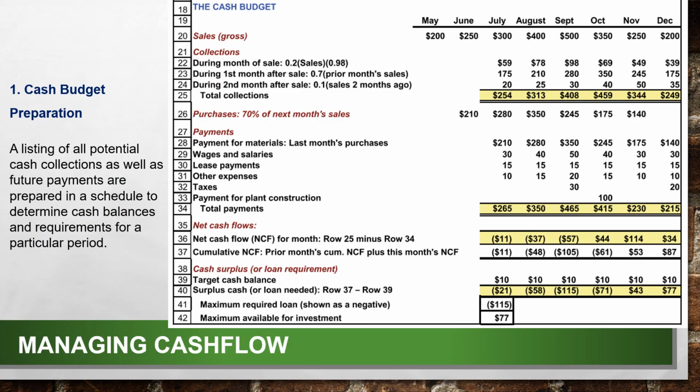Okay, so how do companies really manage cash flows? The first is by preparing a cash budget. So what is a cash budget? A cash budget is a listing of all potential cash collections as well as future payments. It is prepared in a schedule to determine cash balances and requirements for a particular period.